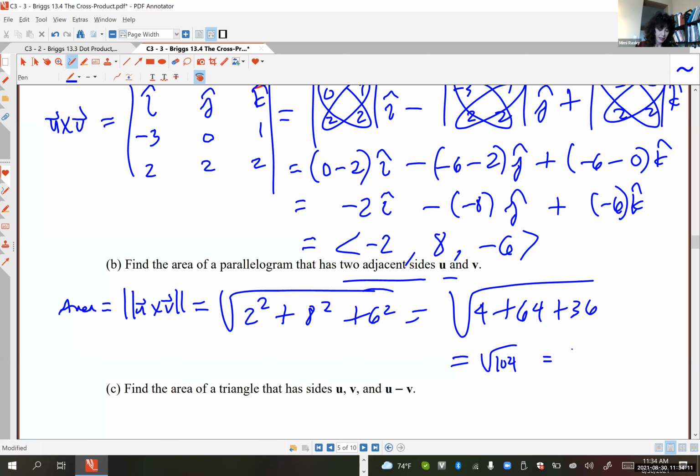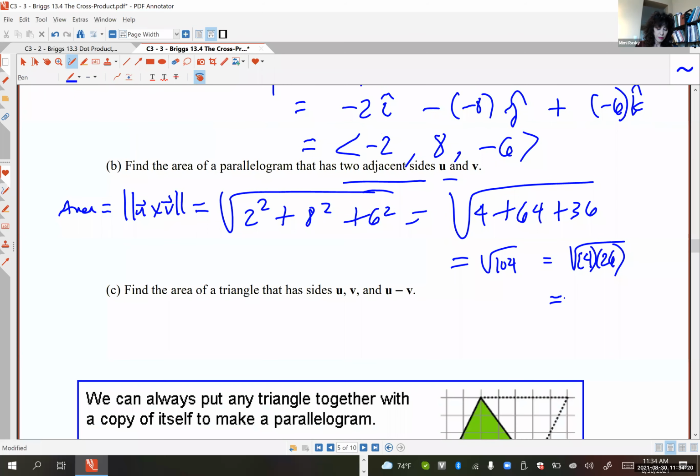Well, what do you mean? 104 does have a perfect square factor. I know, it's 4 times 26. And hey, square root of 4 is a nice number. So there's your final answer: 2 times the square root of 26. That's the answer for letter B. That's the area of your parallelogram.